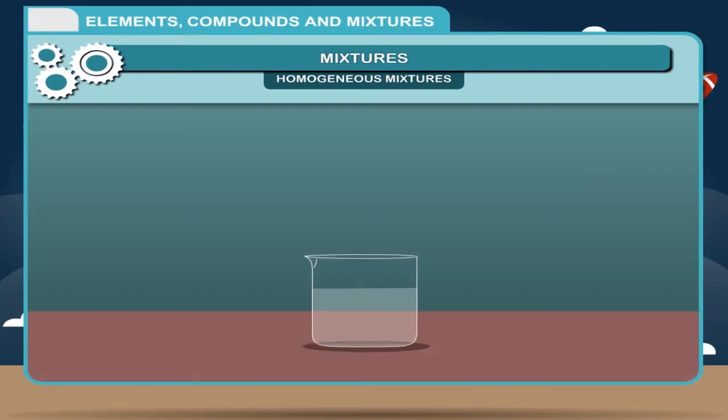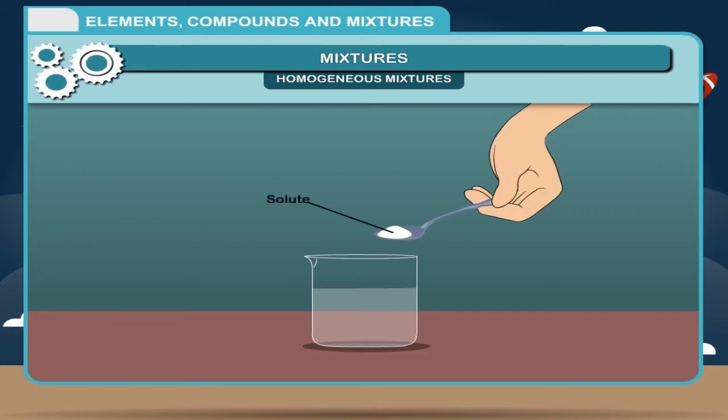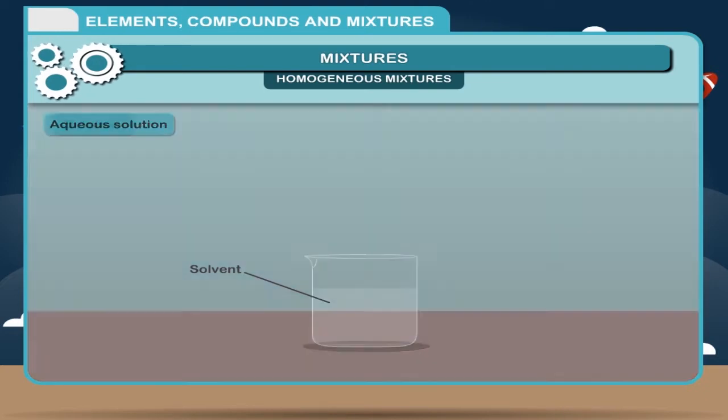Solution. A solution is an example of a homogeneous mixture. A solution is formed when a solid is dissolved in a liquid. The substance which dissolves is called a solute. In the activity, sugar dissolves in water. So, sugar is a solute here. The substance in which the solute dissolves is called the solvent. In the above activity, sugar is dissolved in water. So, water is a solvent here. A solution containing water as solvent is known as an aqueous solution.